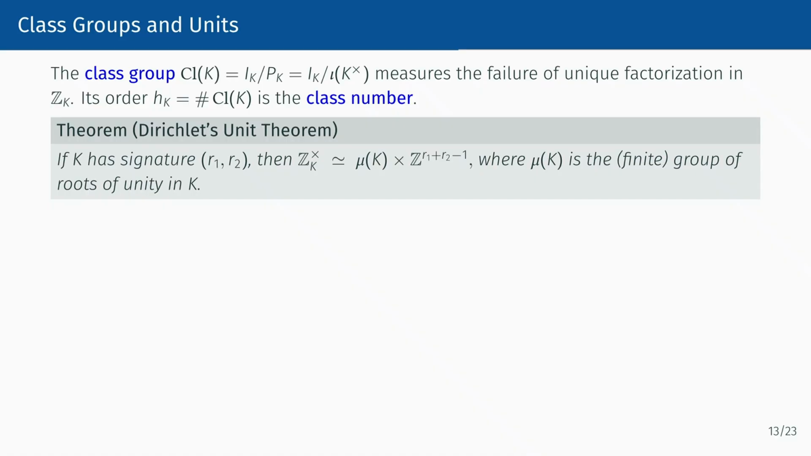Another major theorem tells us about the structure of the unit group of the field. This is Dirichlet's unit theorem. These two major theorems of Minkowski and Dirichlet are the major theorems of almost every course in algebraic number theory. It tells us exactly how the group of units, the invertible elements in the ring of integers, behaves. This is a finitely generated abelian group, but we can tell exactly its structure given just the signature of the field.